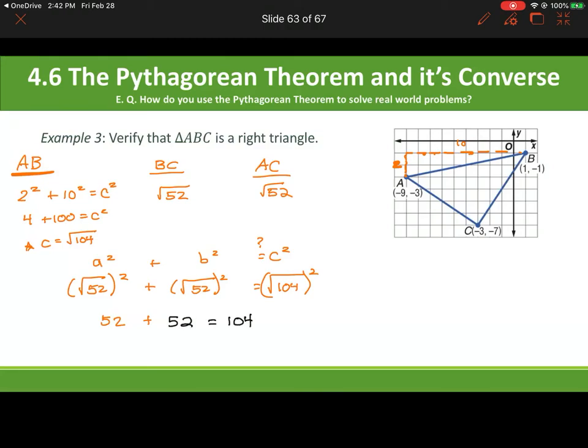We'll just go with the black ink. So 52 plus 52 is 104, and 104 is equal to 104. So this is a right triangle. So we can say yes, right triangle, which is good because they asked us to verify it. So that means they were expecting it to be a right triangle. All right, so take a few moments, try the your turn, pause the video, see if you agree.